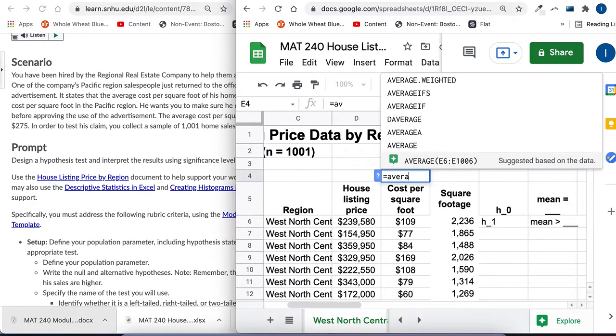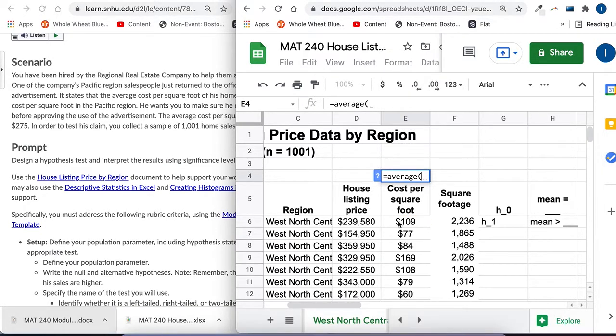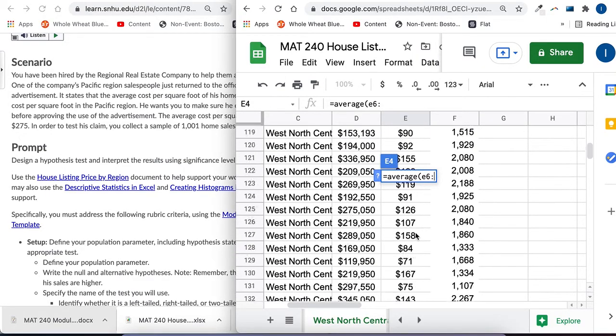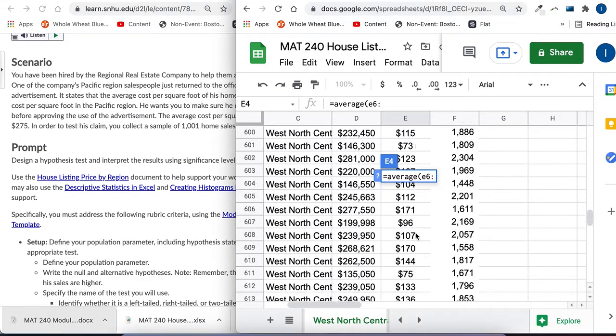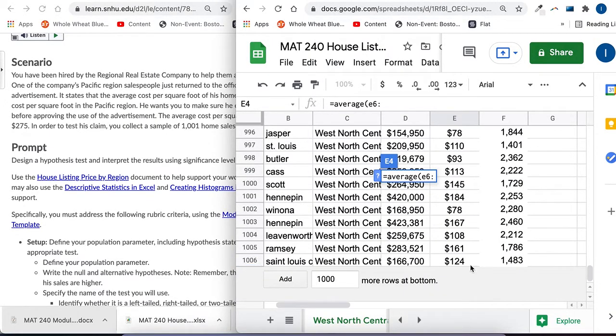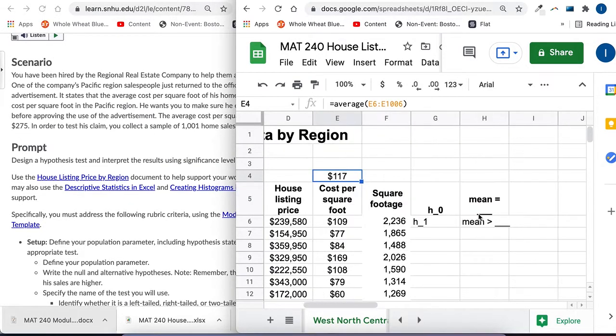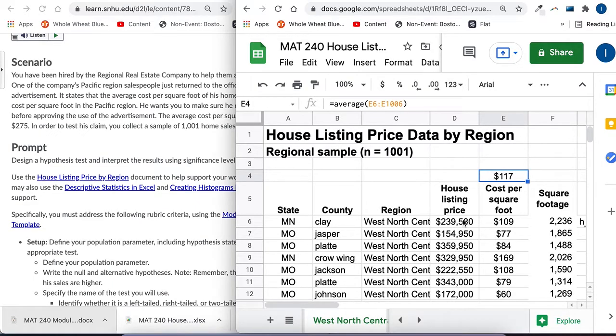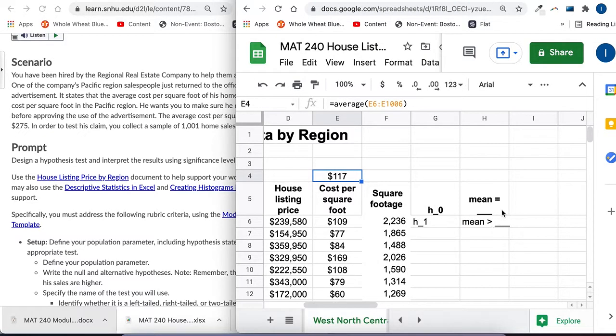So type equals average, open a parenthesis, and then I'm going to type E6, and then use shift to get to the colon key. And then I'm going to scroll all the way down to figure out what the last cell is. So E1006 is the last part. And then hit enter. That's an easier way of doing it rather than clicking and dragging. So the mean for this region, for the West, North, Central region, is $117 per square foot for the home.